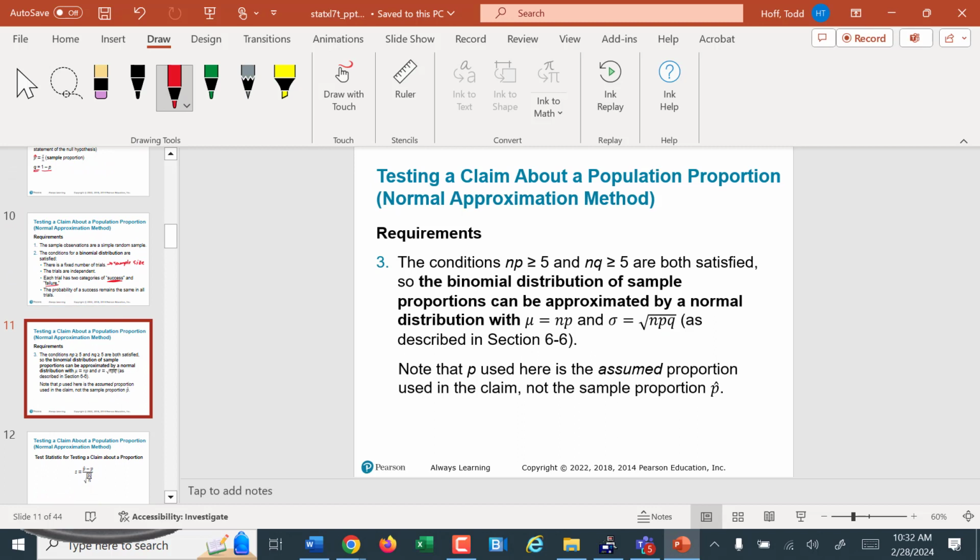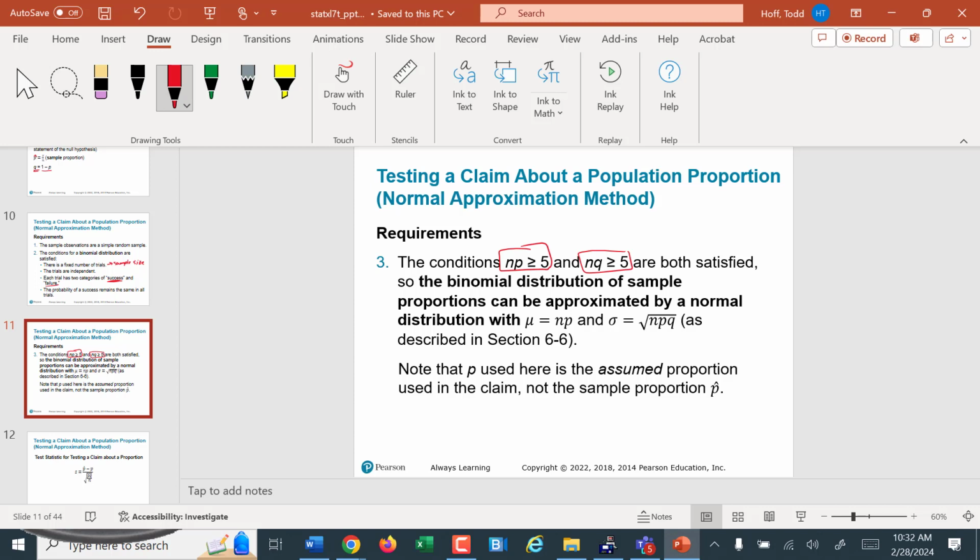And then finally, N times P. N is our sample size. P is the proportion of successes. It has to be at least 5. We have to have a big enough sample that we reasonably expect at least 5 successes. N times Q. Q is the proportion of failures. That has to be at least 5 as well. We have to have a big enough sample to expect at least 5 failures.